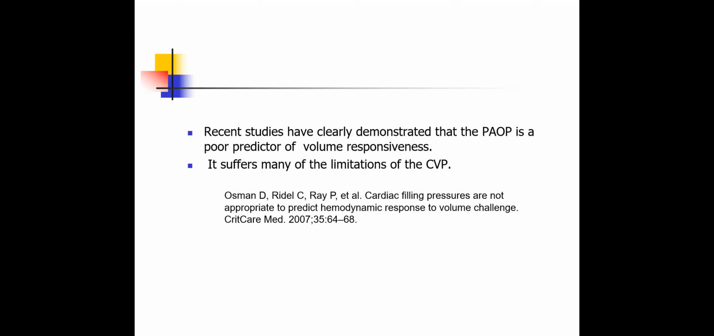Recent studies have clearly demonstrated that pulmonary artery occlusion pressure is a poor predictor of volume responsiveness. It suffers many of the limitations of the central venous pressure.